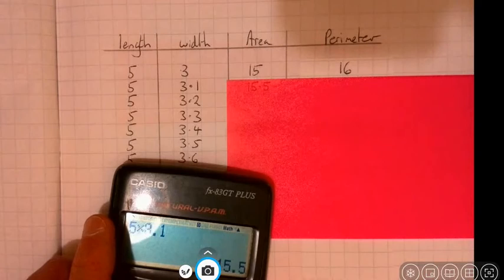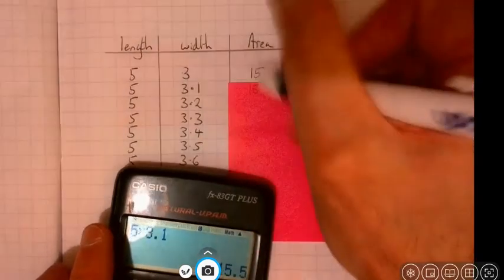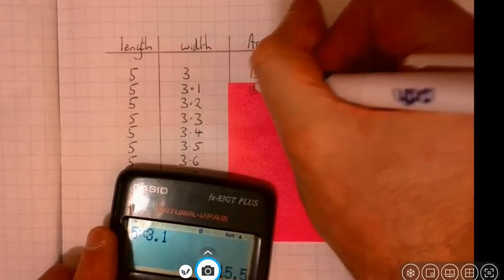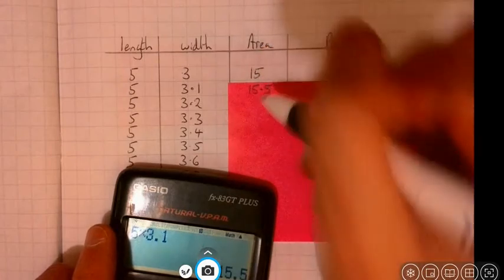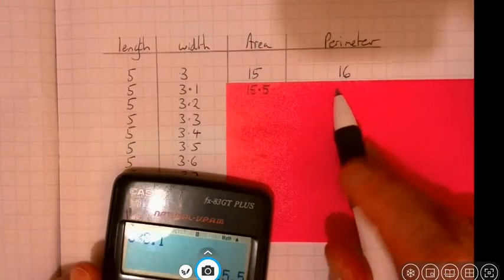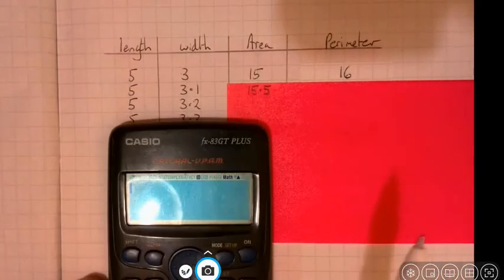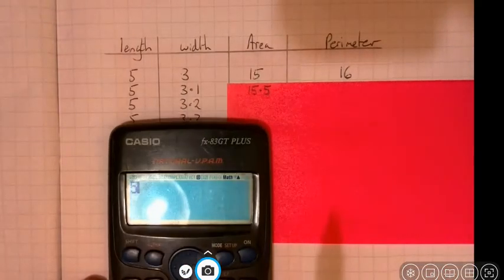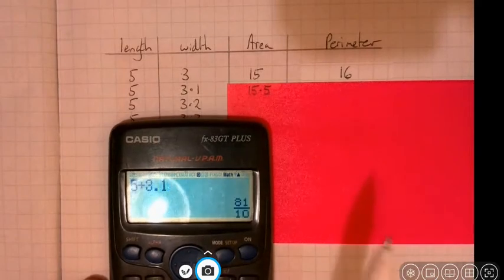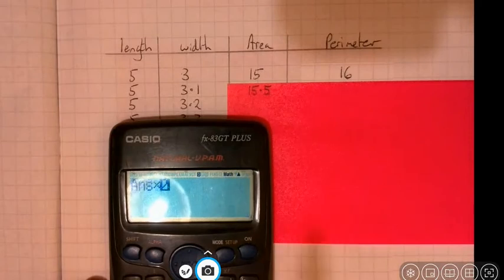So let's just go over that in a slightly darker colour so you can see. There you go. Right, how do we work out the perimeter again? Remember, it's add these two together. So 5 add 3.1. Get the answer. And then double it. How do you double it? You multiply by 2. Equals 16.2.